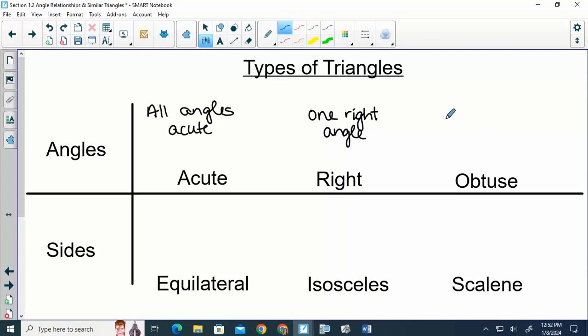And what's an obtuse triangle? Between 90 and 180. Right. Obtuse angle is between 90 and 180. You can only have one of those in a triangle. If you had more than one, it would add up to more than 180 degrees.